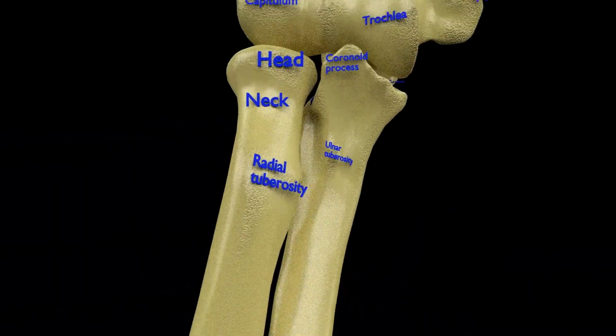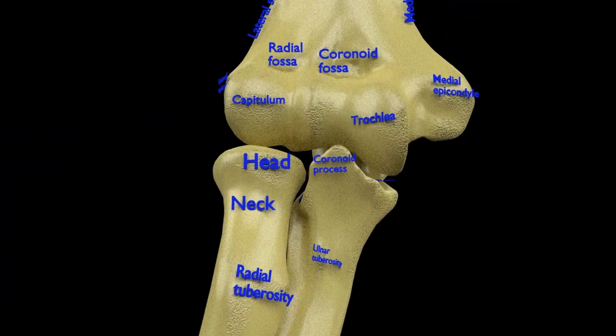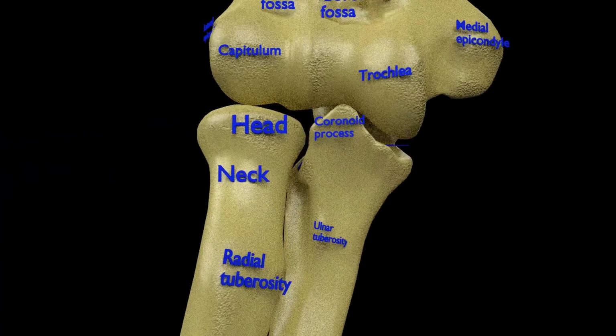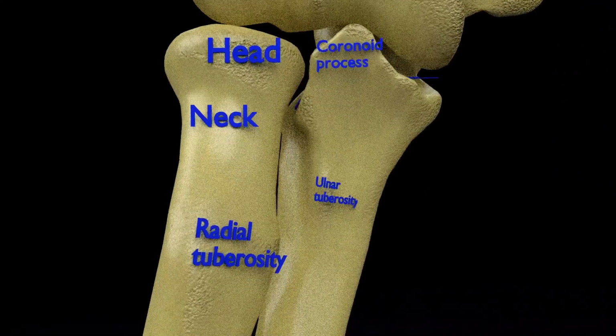The radius has a disc-shaped head which articulates with the capitulum of the humerus. Below the head, as shown, is the neck and radial tuberosity, which has insertion of biceps brachii.